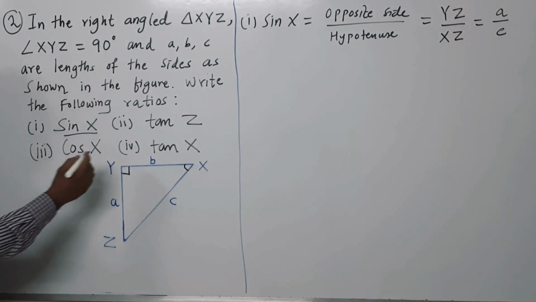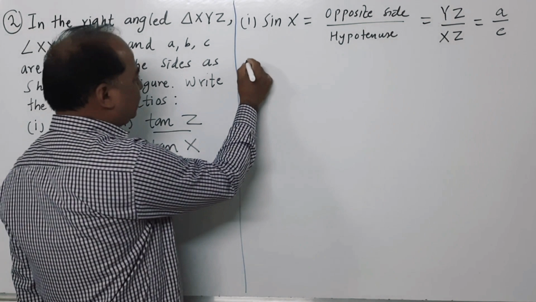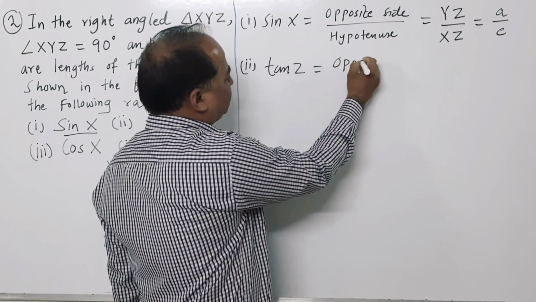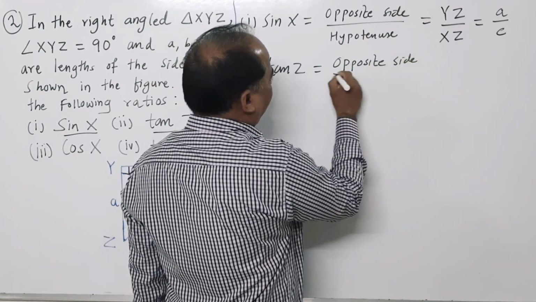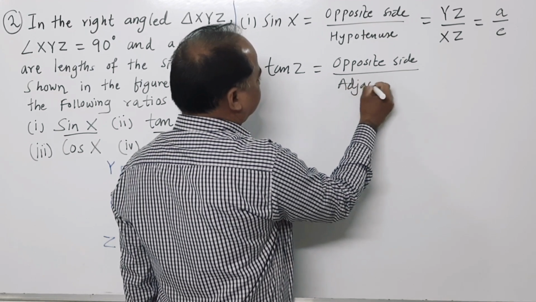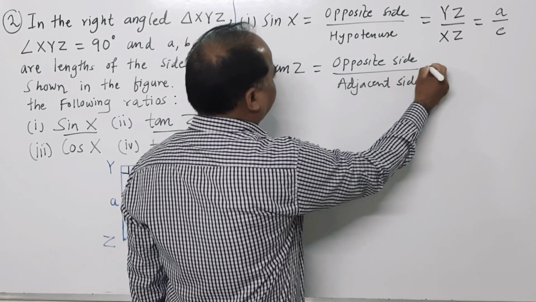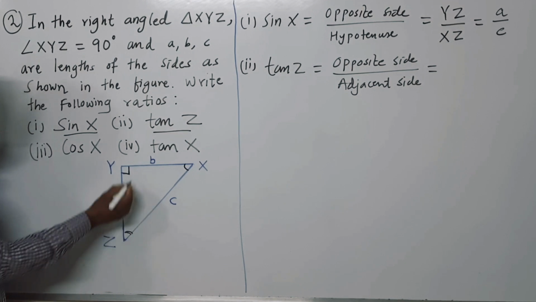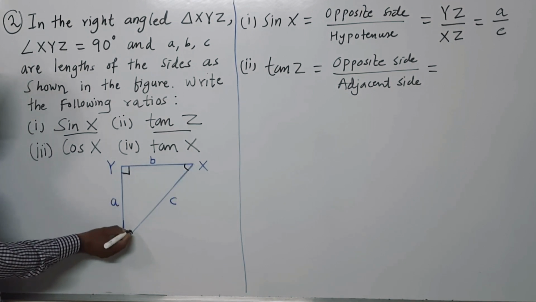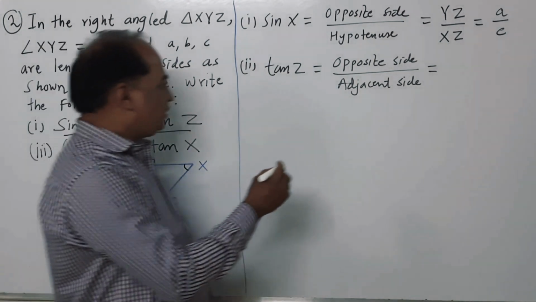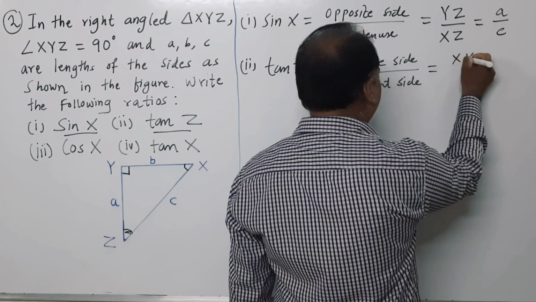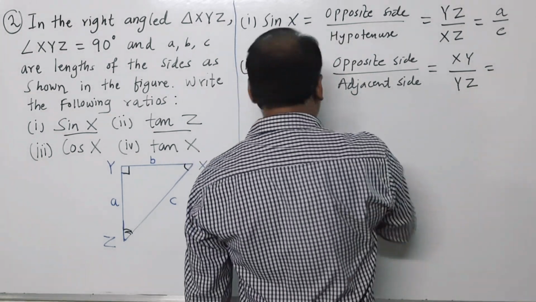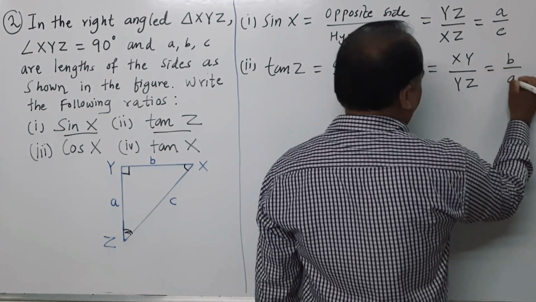Now next is tan Z. The trigonometric ratio of tangent is given by the formula opposite side upon adjacent side. The opposite side to angle Z is XY and the adjacent side to angle Z is YZ. So tan Z is opposite side XY upon YZ, which is equal to the length of XY, given as b, upon YZ, which is a.